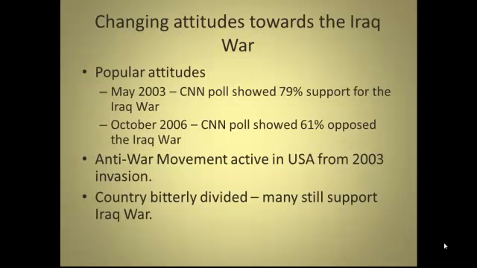And the attitudes towards the Iraq War changed considerably as the war went on. In May of 2003, CNN polled, and it showed that 79% of the population supported the Iraq War. But just 3 years later, in October of 2006, the same CNN poll showed that 61% of people were now against the Iraq War. That's a massive swing. But there was always an anti-war movement that was active in the United States from the start of the invasion. The Iraq War bitterly divided the country, and in fact, it still is dividing the country to this day.